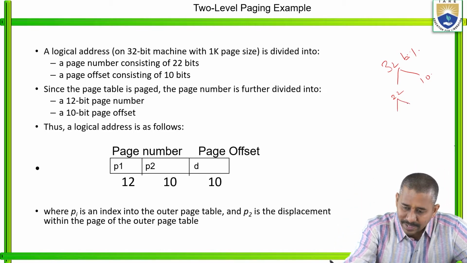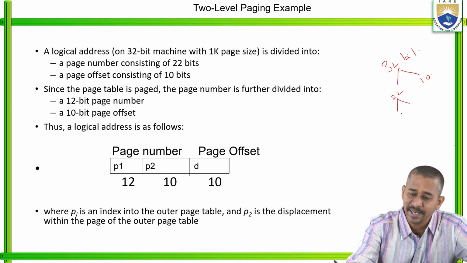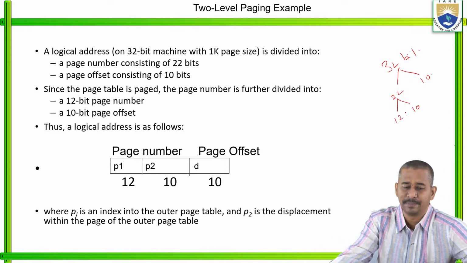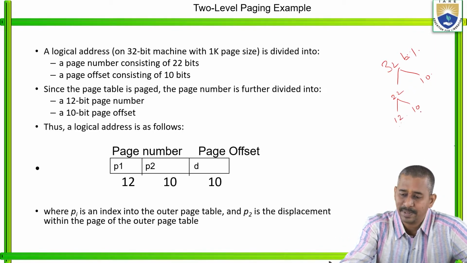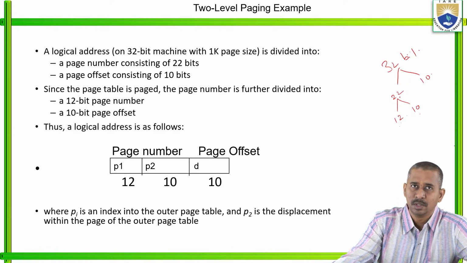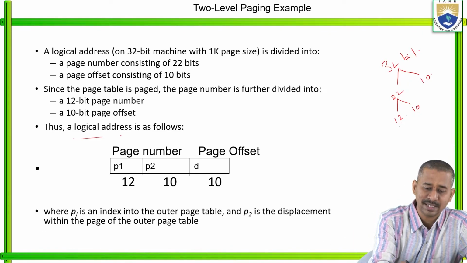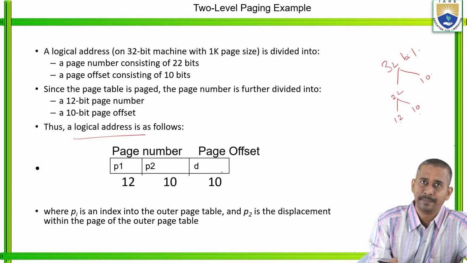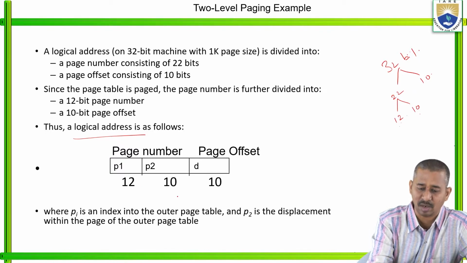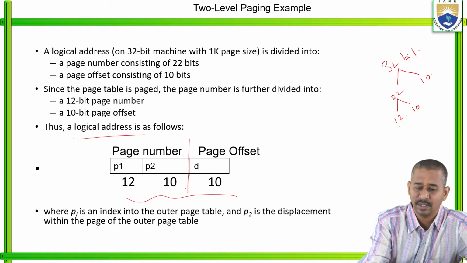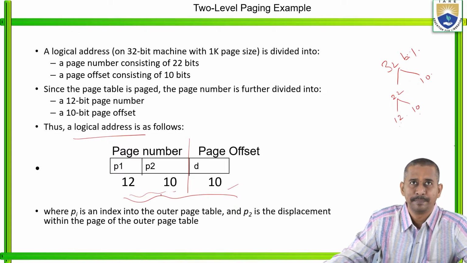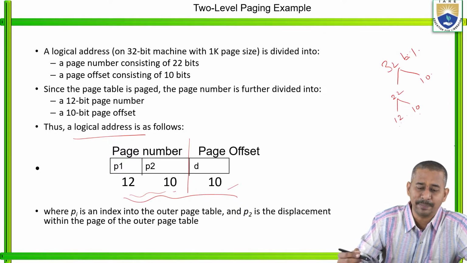This page number is again divided into a page number and page offset. So 12 bits for the page number and 10 bits for the page offset. Here we need to represent this logical address as a 2-level paging scheme. Initially the logical address of 32 bits is divided into 2 parts: 10 bits for the page offset, the remaining 22 for the page number. So this is 2-level paging.